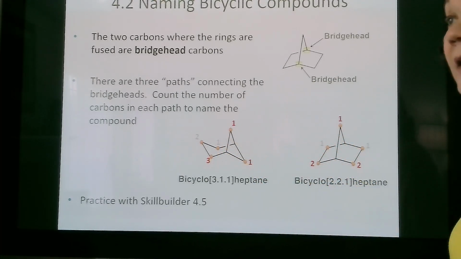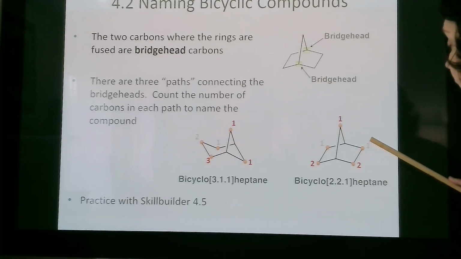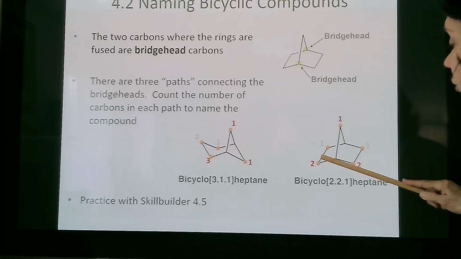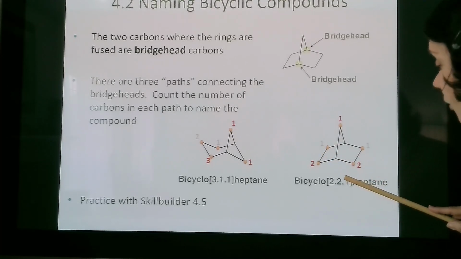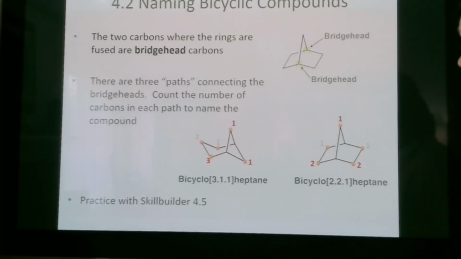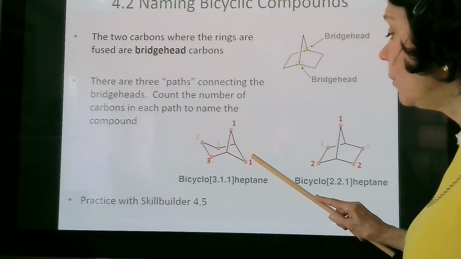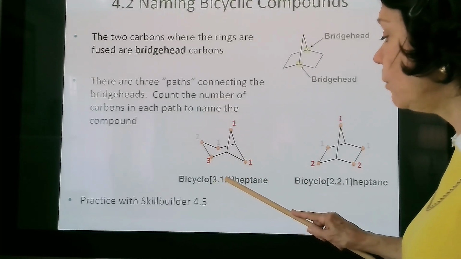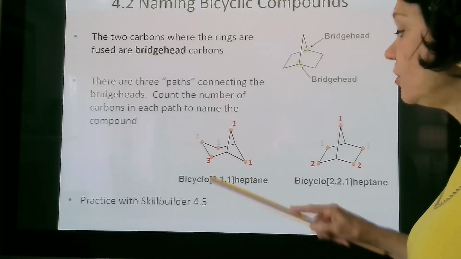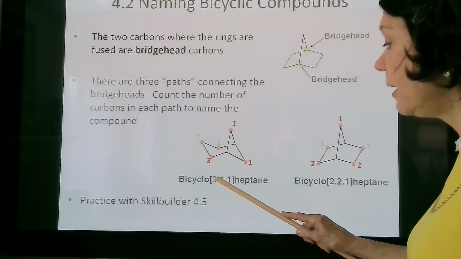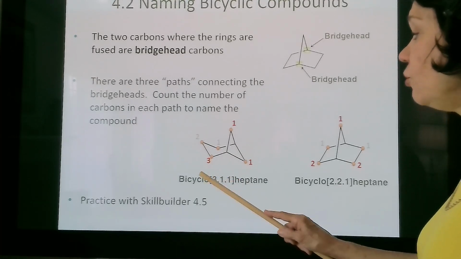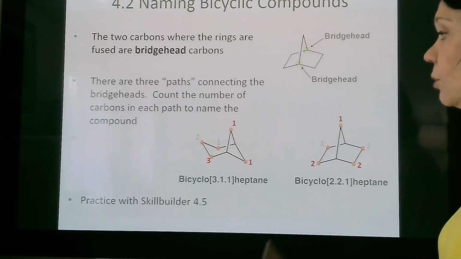And the way that you do that is you tell the sizes of the bridges. So this bridge has 2 carbons, this bridge has 2 carbons, and that bridge has 1. So this is 2, 2, 1. And you put them from the highest number to the lowest number. Over here, this one is 3, 1, 1. That tells the sizes of the bridges. You put them from highest to lowest. And so that's how you differentiate between the 2 bicycloheptanes.